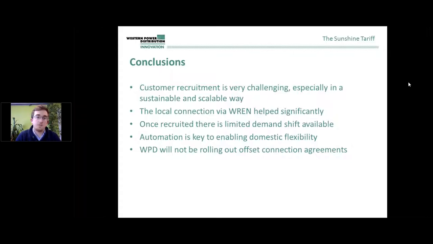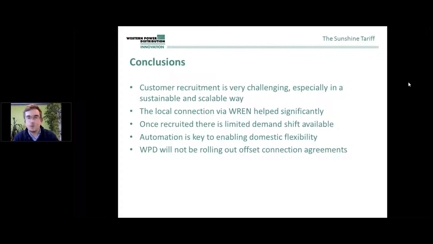So I think obviously the first conclusion is just that customer recruitment is really difficult and really challenging. And I think that's especially so when you're looking to do it in a sustainable and scalable way. So we were very particular, when we started the project, that we didn't over-resource or over-subsidise any of these tariffs. We wanted something that would be sustainable and that could actually scale. And within those parameters, it was very difficult to get customers engaged.